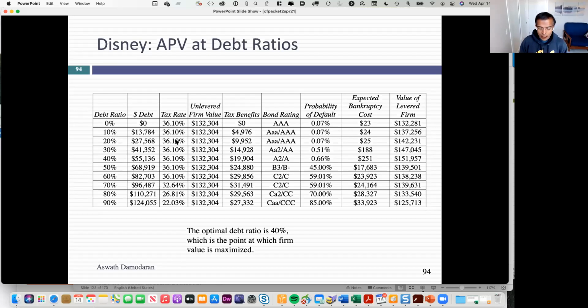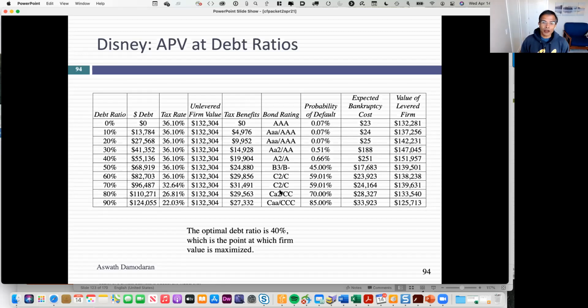If they go to 10% debt, they get a tax benefit. That tax benefit reflects the fact that they're going to be borrowing 13.78 billion. That multiplied by 36.1%. So the tax benefit is always 36.1%, which is the marginal tax rate times whatever dollar debt they take. So you go across as they increase debt, the tax benefit goes up. The only thing is at some point in time, remember they ran out of operating income to cover their interest expenses. We did this with the cost of capital approach as well. So at some point that tax benefit levels off and actually starts to decrease.